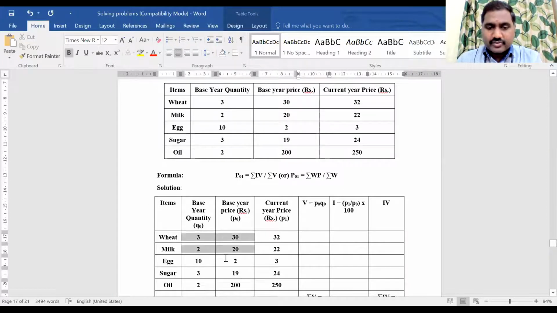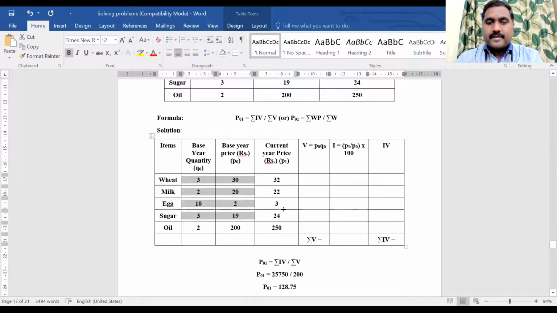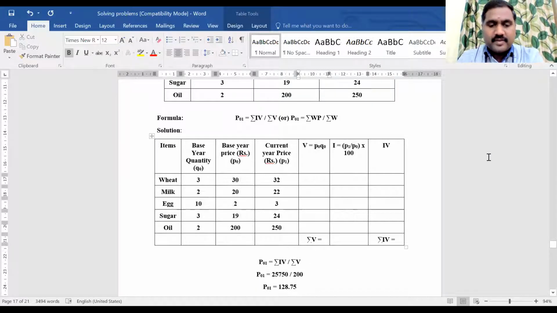That means you have to multiply these two values. Now 3 into 30 will be 90, and 2 into 20 will be 40, 10 into 2 will be 20, and 3 into 19 will be 57, and 2 into 200 will be 400, right? Is it right? If there are any mistakes, please kindly let me know. And you can give the total value: 90 plus 40, 130, 150, 207, and 657, right?